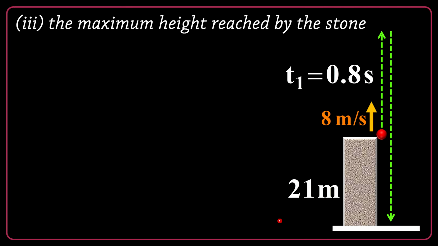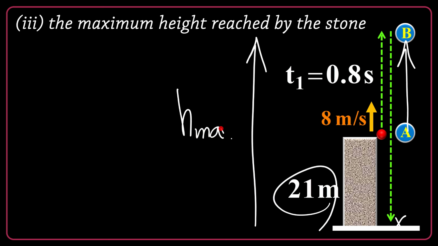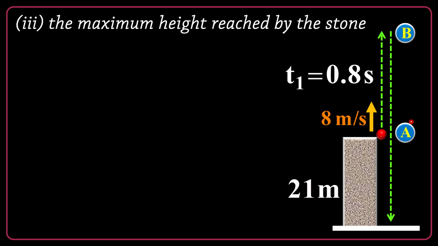Part III. The maximum height reached by the stone. The maximum height will be from the ground to the peak point. So first I should know the displacement from A to B, and then I will add 21 to get the total height, H max. It's very important because in the previous part, part II, we found that the initial height is 21. So let's find the delta y from A to B, and then add 21 to find the total maximum height.